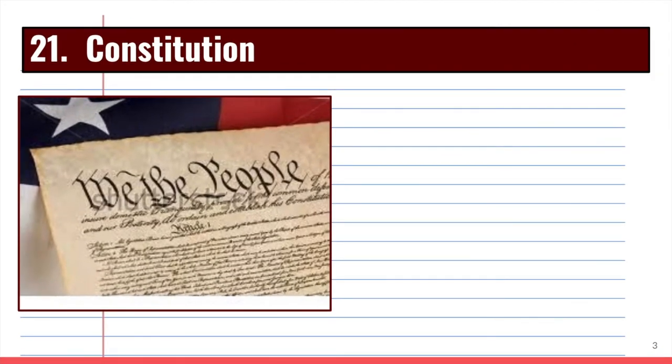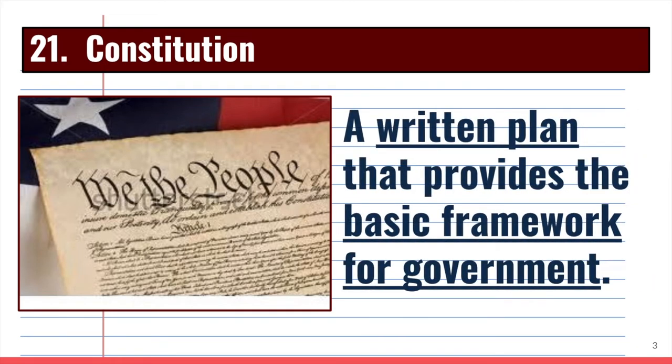And our other vocabulary word is extremely important. A constitution is basically a document, a written plan that provides the basic framework for government. So countries that have constitutions, that constitution literally spells out in detail the structure of that government, what the titles of people within that government are, what powers they have, how they're elected, if they're elected. The relationship between the central government and the states, provinces, or other jurisdictions within that government.